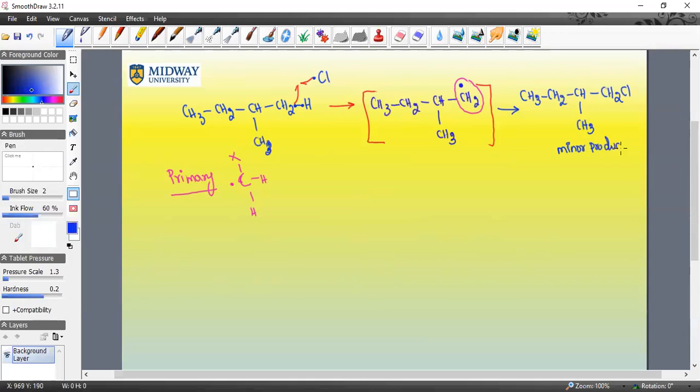And the product we generated earlier, I'm going to just write this here so that you can see it. This is what I had. This right here is a major product. Why? Because it's the free radical intermediate that governs whether the product would be a major or minor product.